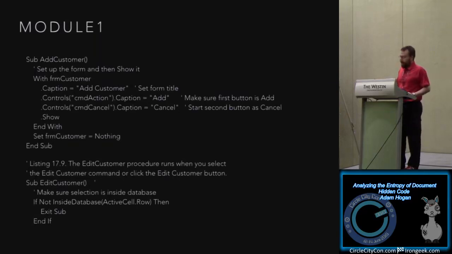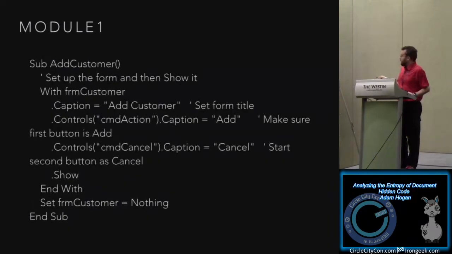And then add some buttons to just add or cancel. So they've got a little form built in this Excel sheet, so you can add a customer to it. All right. Next one. Yeah, so there's our add customer function. All right, so fairly normal stuff.